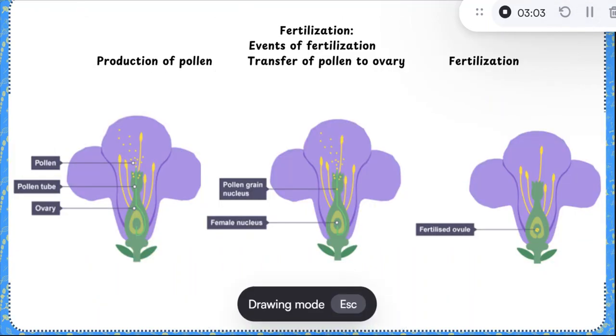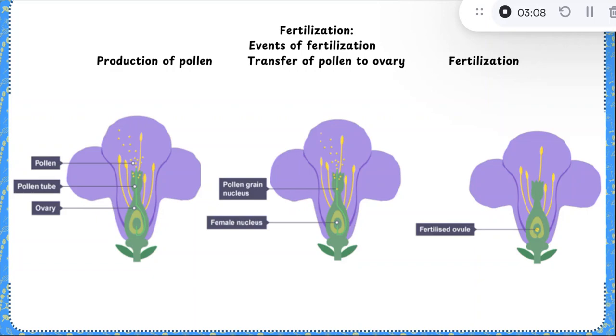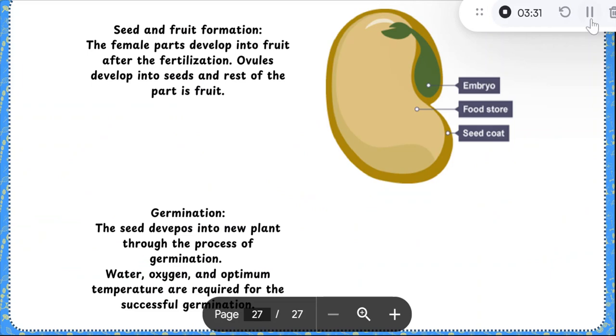Right, so now we have basically a diagrammatic reproduction where we have the production of pollen. ठीक है ना, and then we have fertilization जहाँ पे the pollen grain is landing on top of the stigma. ठीक है ना, and here's the female nucleus and here's the pollen grain nucleus, and then it's going to travel down the style and the ovule is going to be fertilized.